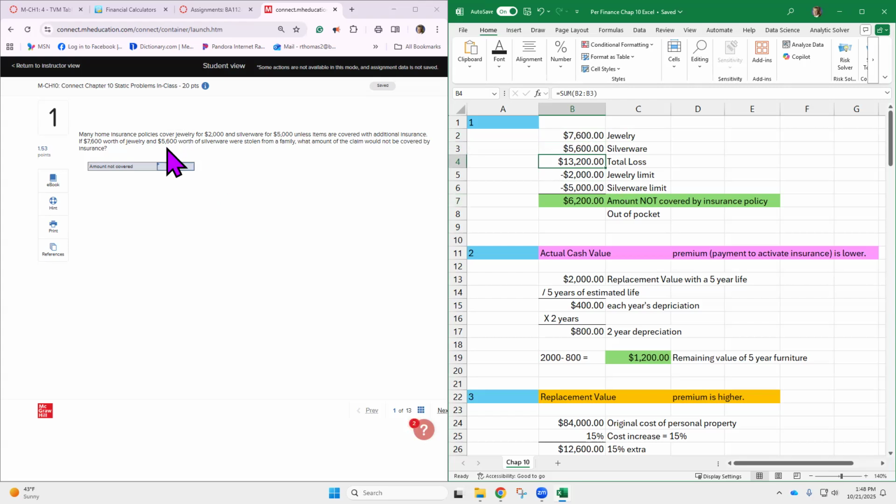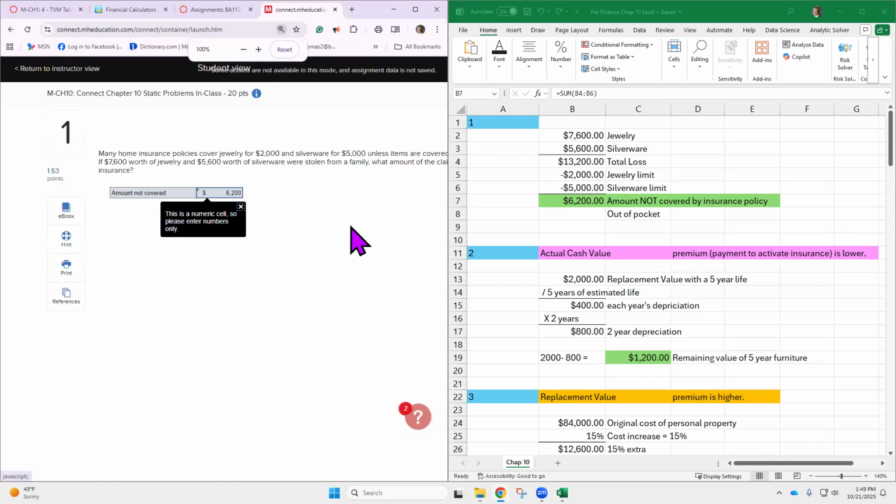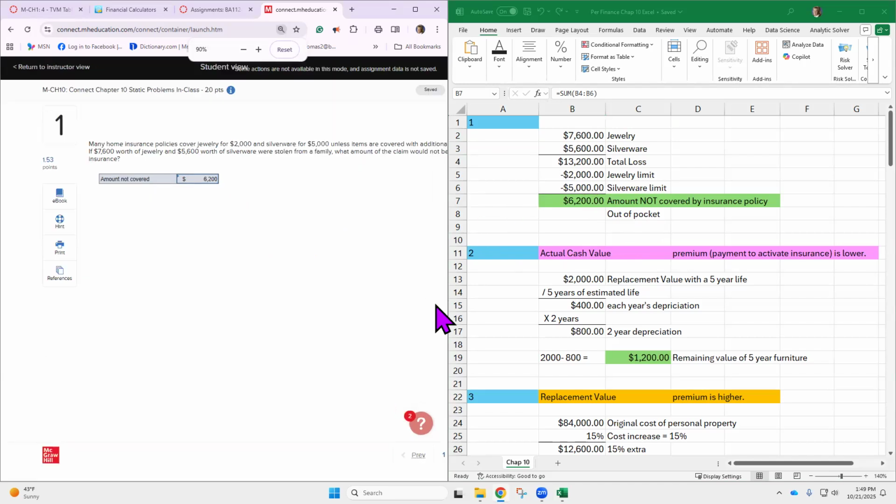The insurance policy has a limit, which means they will only pay up to a certain amount, $2,000 for the jewelry and $5,000 for the silverware. So once you know what your total loss is, then you subtract your limits. If you want to replace the silverware and the jewelry, the amount that's not going to be covered is $6,200. So that's out of pocket, right? It covered 7,000 of that, so about half of it.